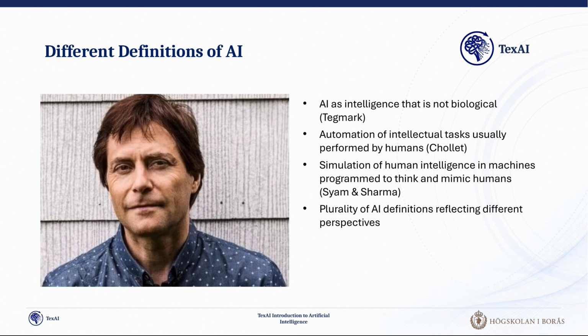These varied definitions illustrate how AI encompasses a broad range of ideas, from the nature of intelligence itself to the practical implementation of intelligent behaviors in machines. This plurality of definitions is important to understand as it shapes how we approach the study and application of AI technologies.